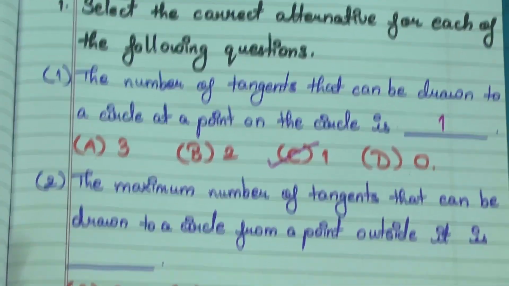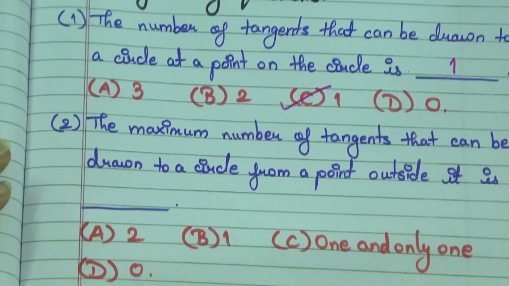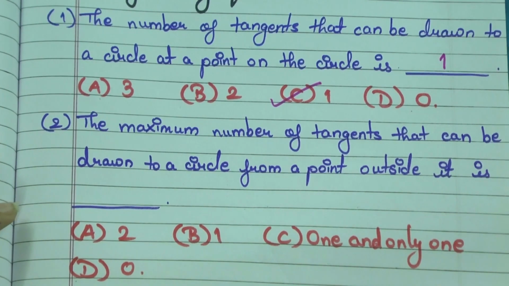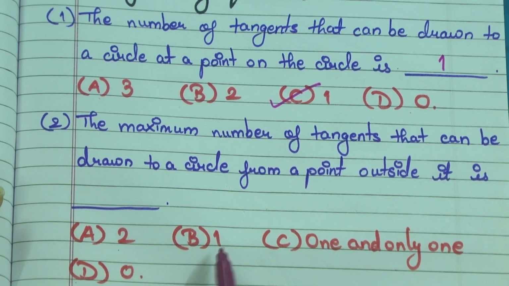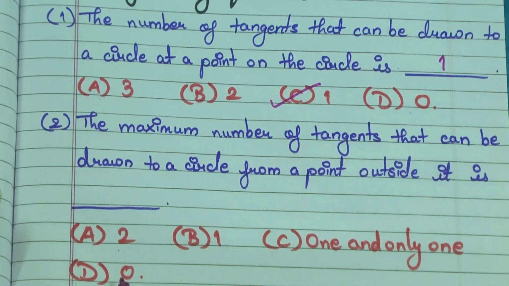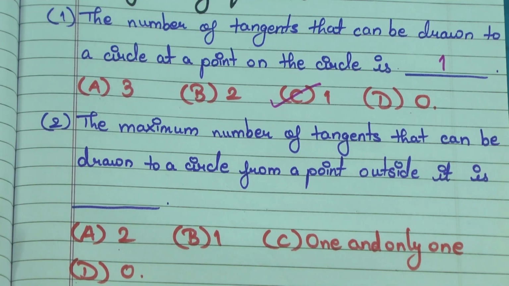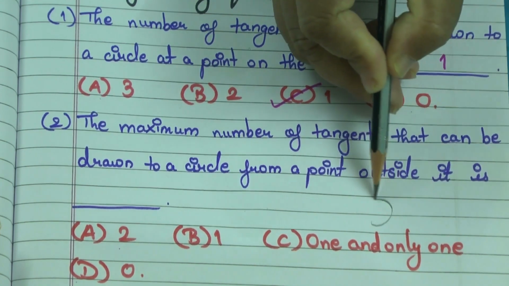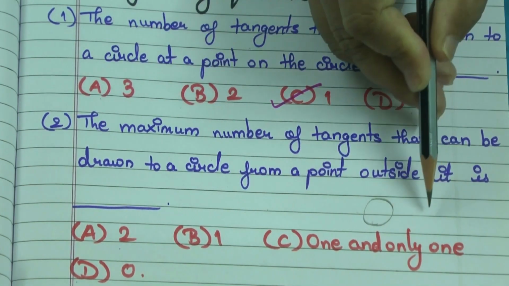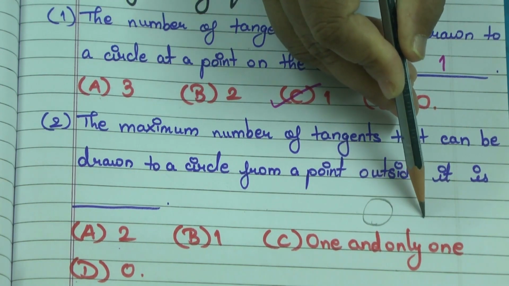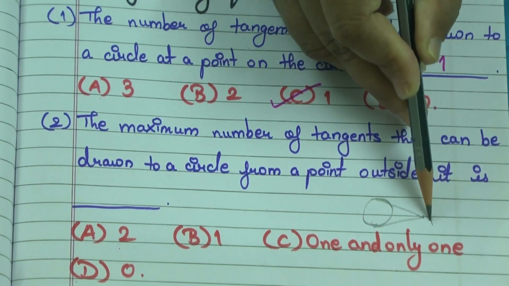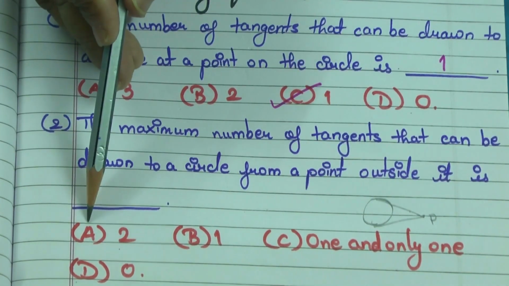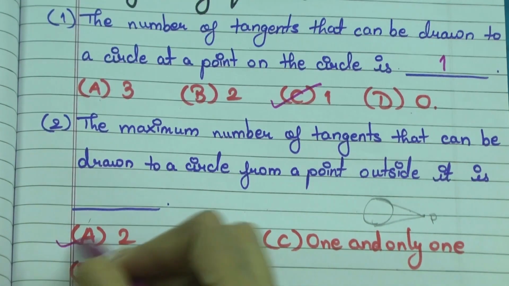The maximum number of tangents that can be drawn to a circle from a point outside it is. Options are given: 2, 1, 1 and only 1, and 0. If the point is outside the circle, you have done the construction. For example, this is the circle, and if the point is here, we have seen that there are two tangents which can be drawn from the point which is outside the circle. So option A is the correct option.